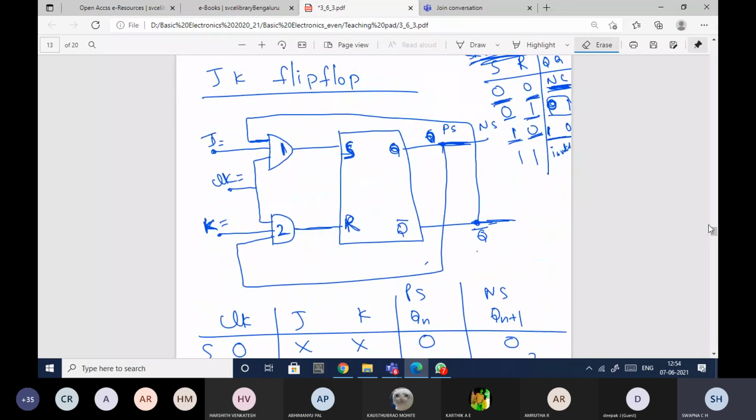Clock is equal to 1, J is equal to 1, K is equal to 0, and the present state is 1. Okay, so if Q is 1, Q bar will be 0. So this Q, 1, is fed to the second AND gate, which is nothing but 1. This is 0, fed to the first AND gate. So 0, 1, 1. The output of the first AND gate will be equal to.